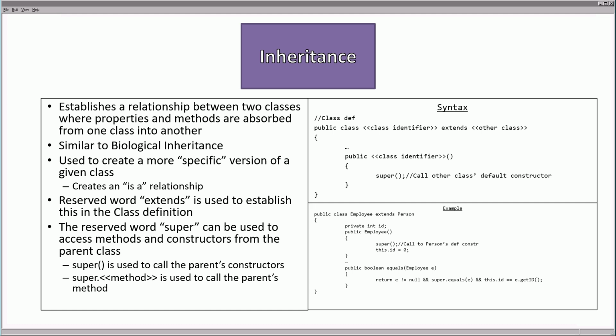Along with that, we use the word super to access methods from a parent class from a child class. Super followed by the parenthesis is a call to the parent's constructor. Super followed by a dot is a call to the parent's method. The syntax, as we can see here, is we first start out with public class, whatever the class's identifier is. Then we use the word extends and the other class.